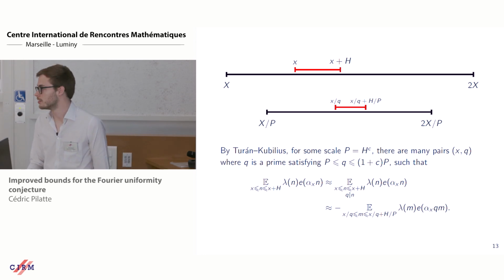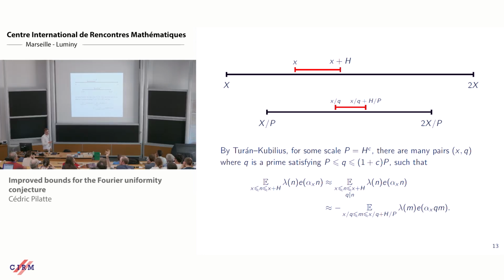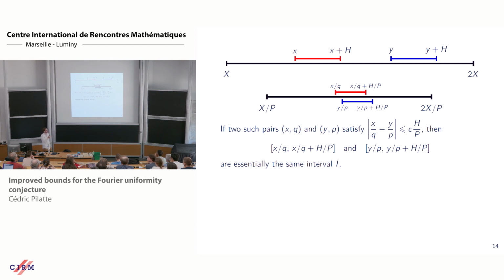I think it's less than Turing-Kubilius, right? I mean, it's basically a weak form of the large field. Well, we can talk about this later. So questions are for later.